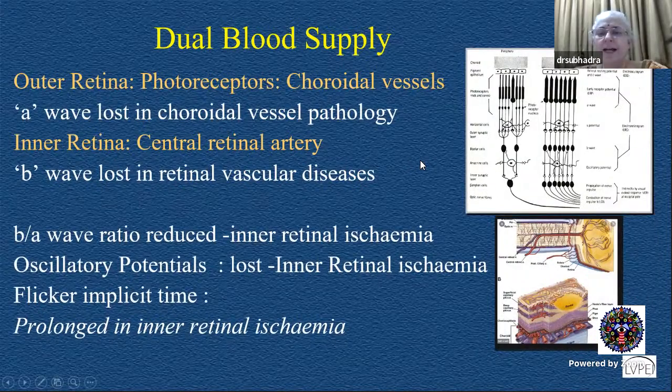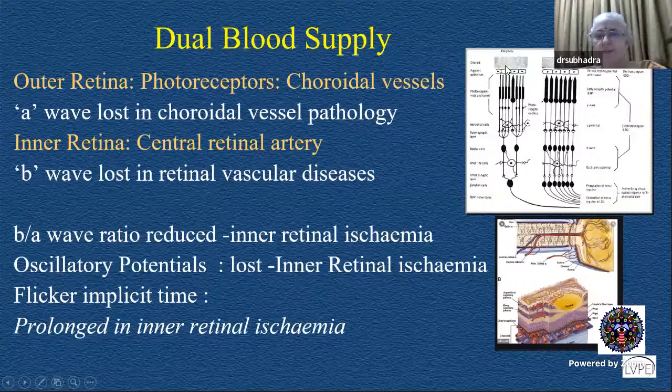The basic understanding of why we are able to use visual electrophysiology for various vascular diseases is that the outer retina, that is the photoreceptors, are supplied by the choroidal vessels. So any disease which affects the A wave, the photoreceptors, we can study. On the other hand, the inner retina, that is the bipolar and the amacrine cells, are supplied by the central retinal artery and the branches of the central retinal artery. So it will be lost in those conditions where the inner retina is affected.